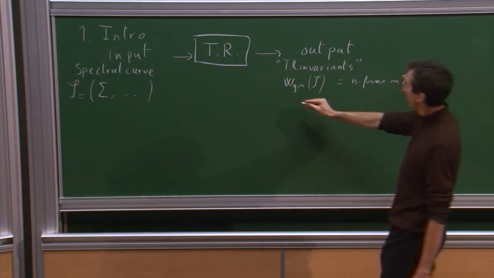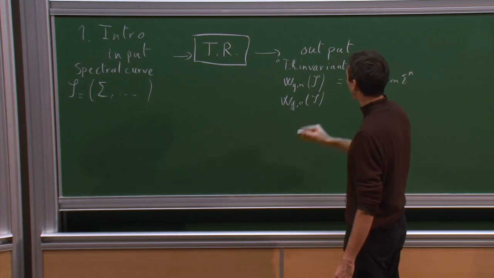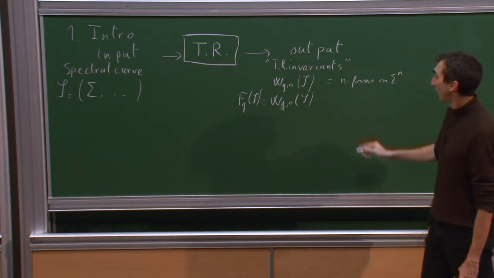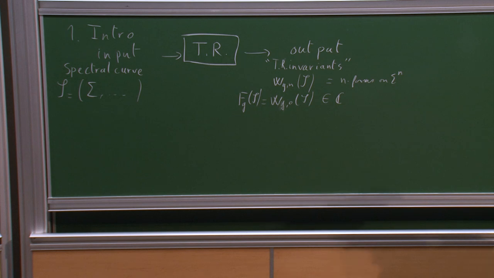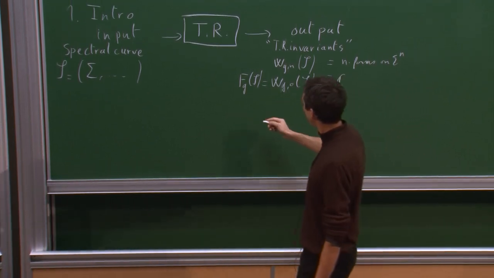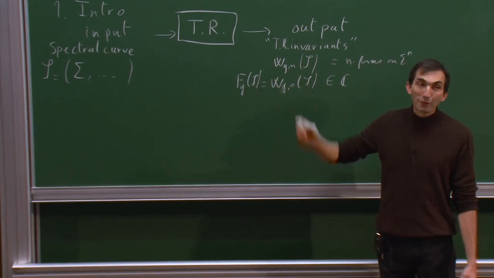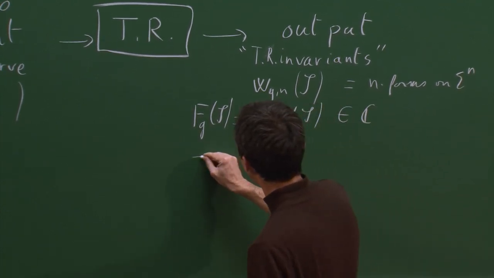And in particular, there will also be W_{g,0} of S, which almost everyone denotes in fact F_g of S, which will be a zero form, so it's just a complex number. In fact, we could also work with other fields, and it would be just an element of a field. So the basic invariants are the W_{g,n}. We give a special name to the W_{g,0}, which are the F_g. And out of them, we can also build other quantities.